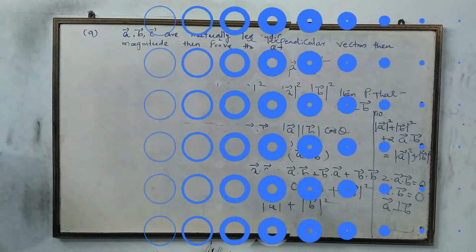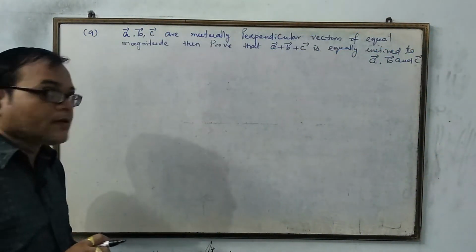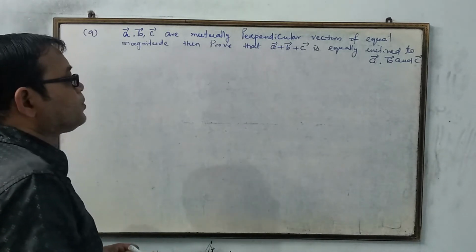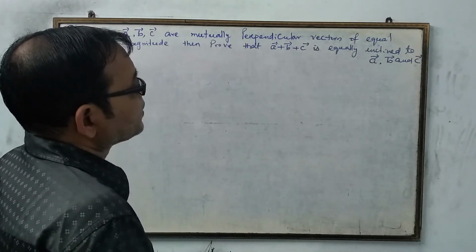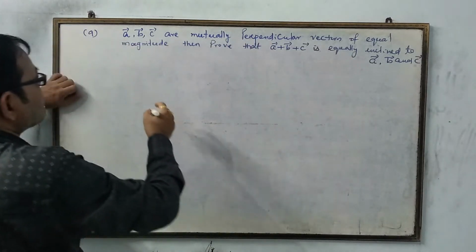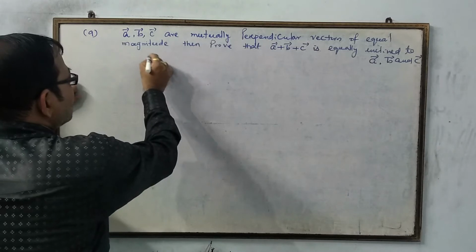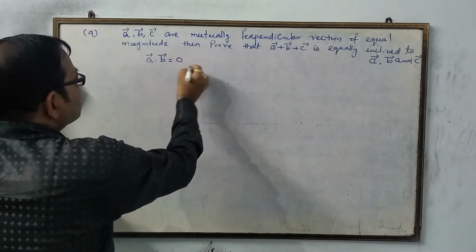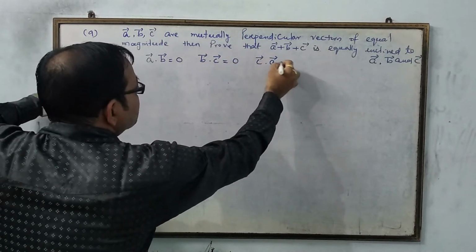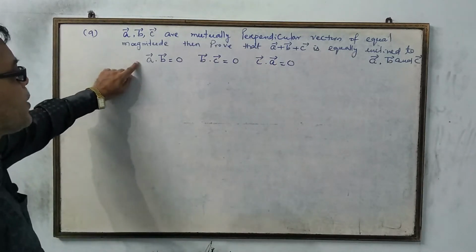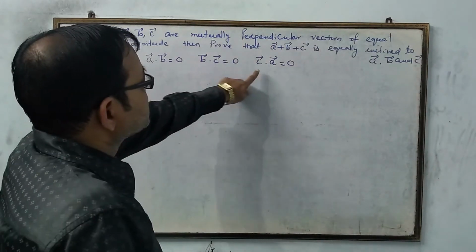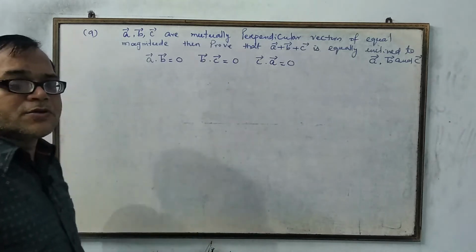Question number 9. If A, B, C are mutually perpendicular vectors of equal magnitude, then prove that A plus B plus C is equally inclined to vector A, vector B and vector C. Given that A, B, C are mutually perpendicular vectors, that means A dot B is equal to 0, B dot C is equal to 0 and C dot A equal to 0. A is perpendicular to B, so A dot B equals 0. B perpendicular to C, so B dot C equals 0. C perpendicular to A, so C dot A equals 0.